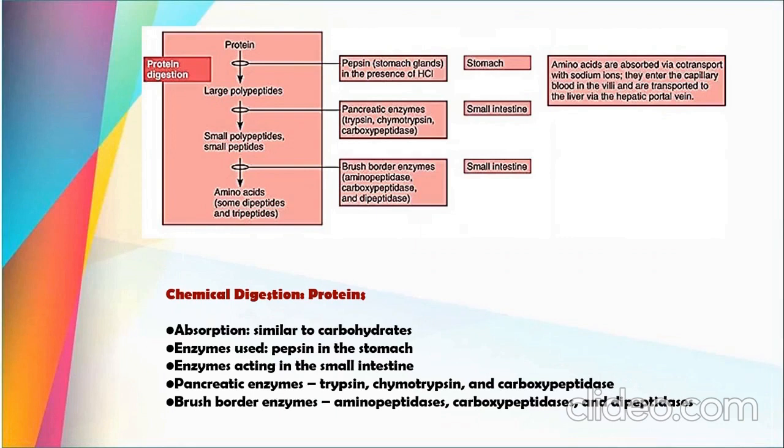After that, the small polypeptides get converted into amino acids, some dipeptides and tripeptides in the presence of brush border enzymes, which are aminopeptidase, carboxypeptidase and dipeptidase in the small intestine. And the path: amino acids are absorbed via co-transport with sodium ions. They enter the capillary blood in the villi and are transported to the liver via the hepatic portal vein.